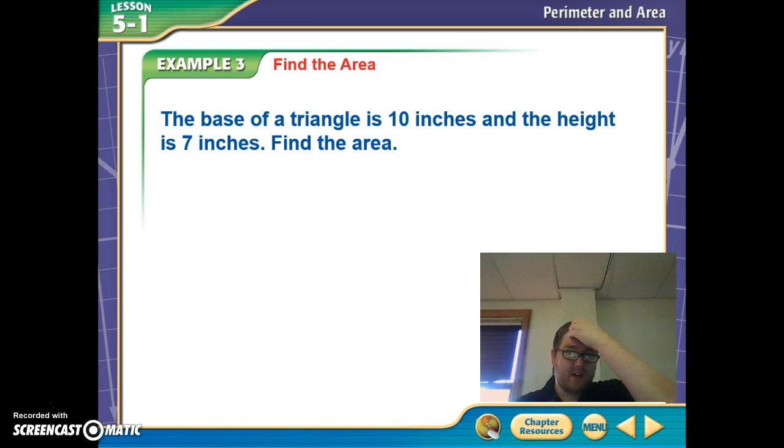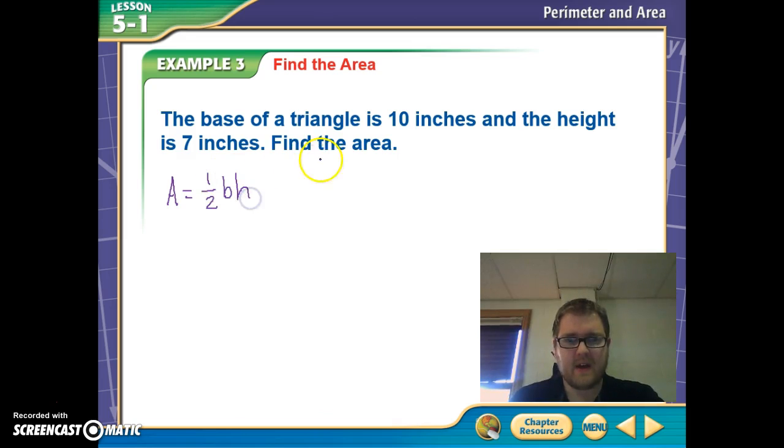So let's go ahead and look at some examples. We have the base of a triangle is 10 inches and the height is 7 inches. Go ahead and find the area. Remember, area is 1/2 base times height. We're given the base of 10 inches, so that's B. We're given the height of 7 inches, which is H. So let's just plug it into the formula to find area A. So A equals 1/2 times base, 10, times height, 7. 1/2 times 10 is 5 times 7. 5 times 7 is 35.